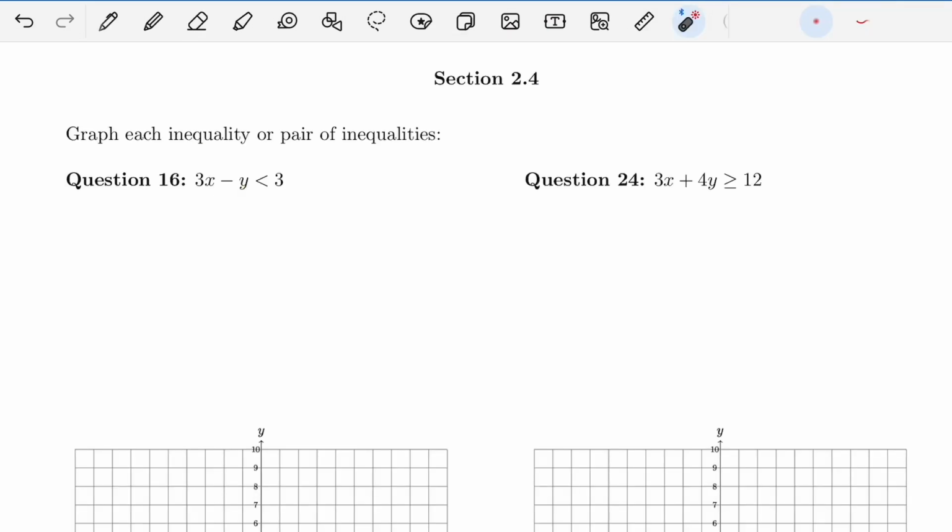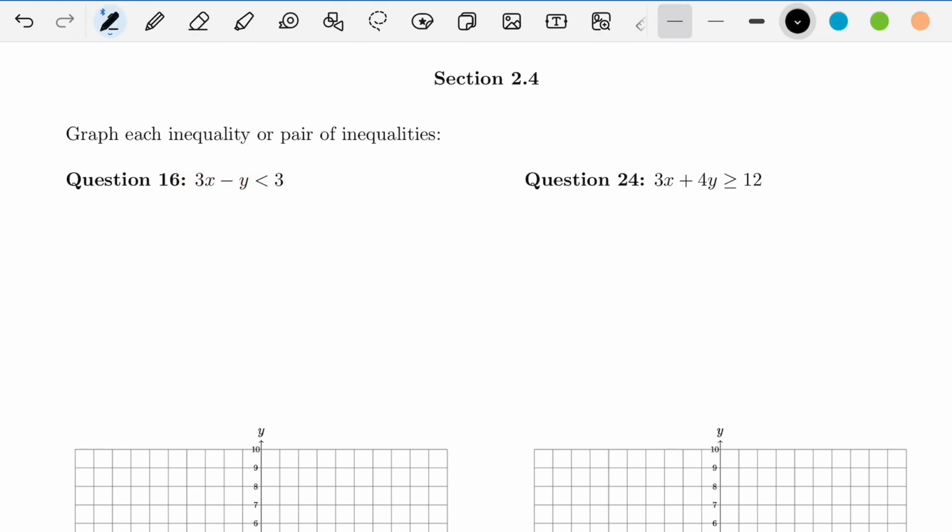Now, in section 2.4, what we're going to be doing is graphing inequalities or pairs of inequalities. So we're going to start with question 16 here. What we have is 3x minus y is less than 3. And what we want to do is solve this inequality by graphing. So we want to figure out for which values of x and y will make this statement true. Which values for x and y, if we plug it in, will be less than 3.